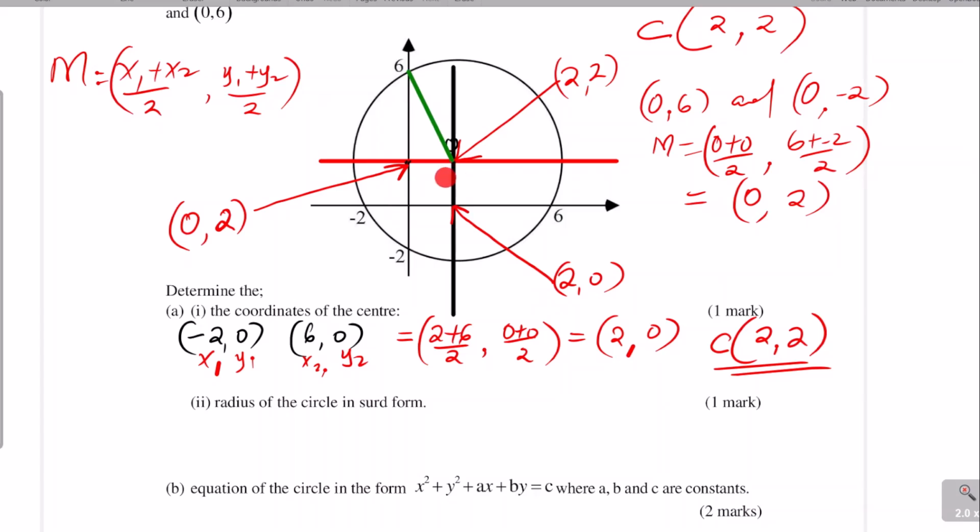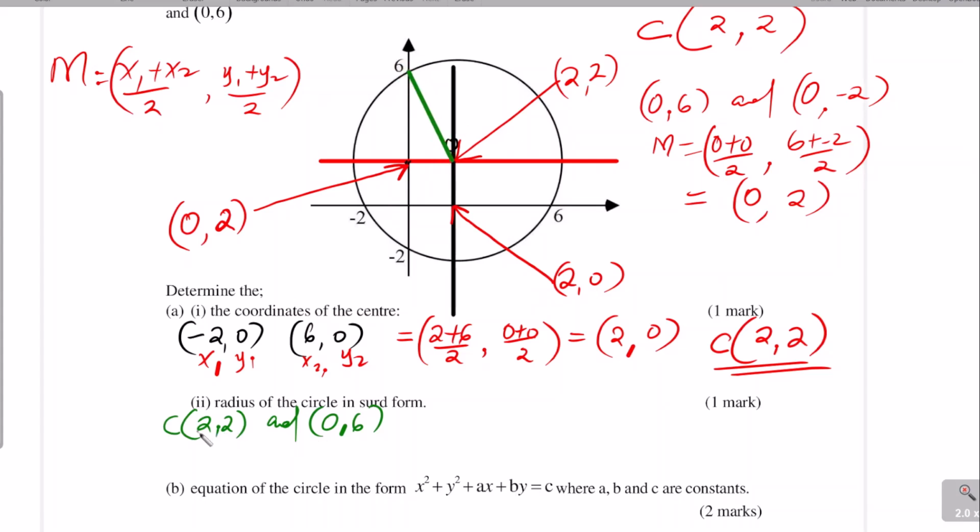You can also use any other point, but I will pick this point, (0, 6). So let me use the center of the circle, which is (2, 2), and this point, which is (0, 6). Because we are getting the radius, we want the length, or the magnitude, of this line. The length or the magnitude will give us the radius.